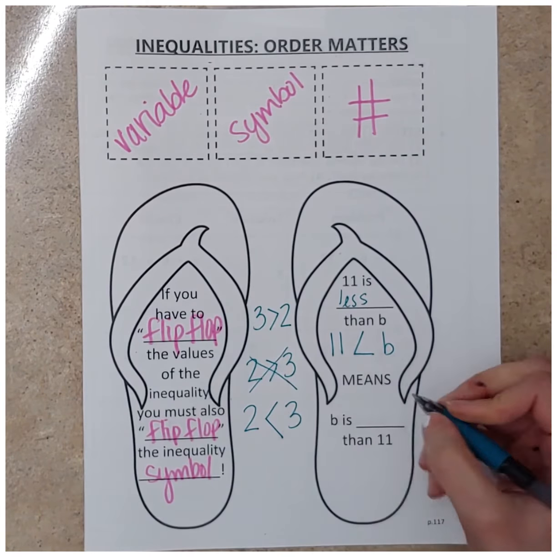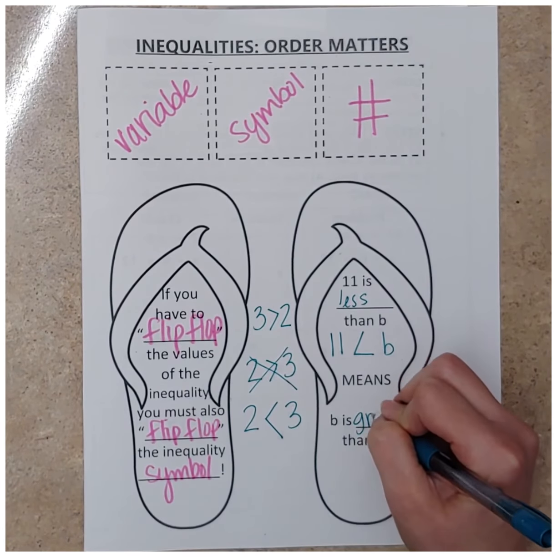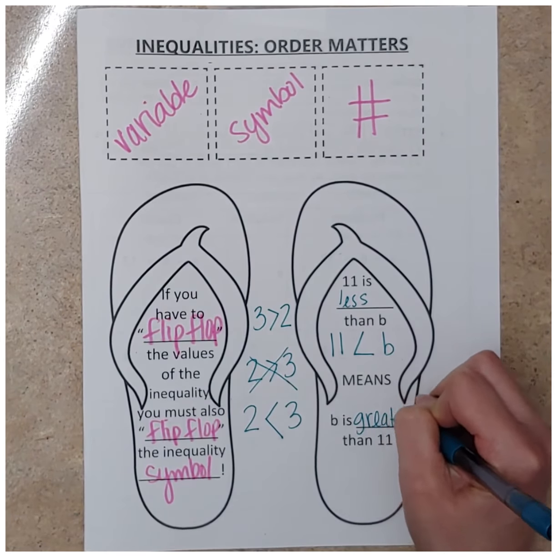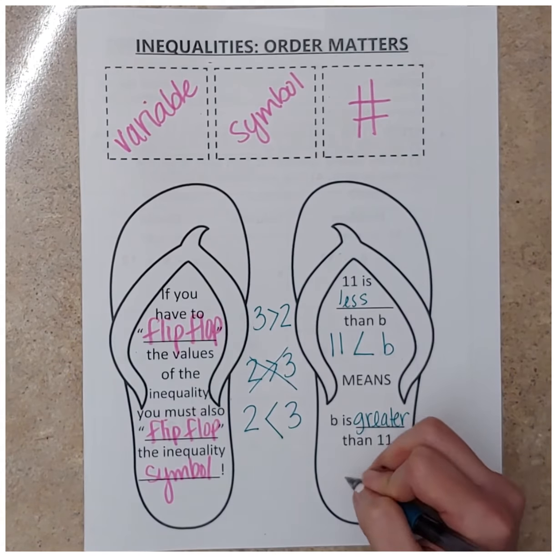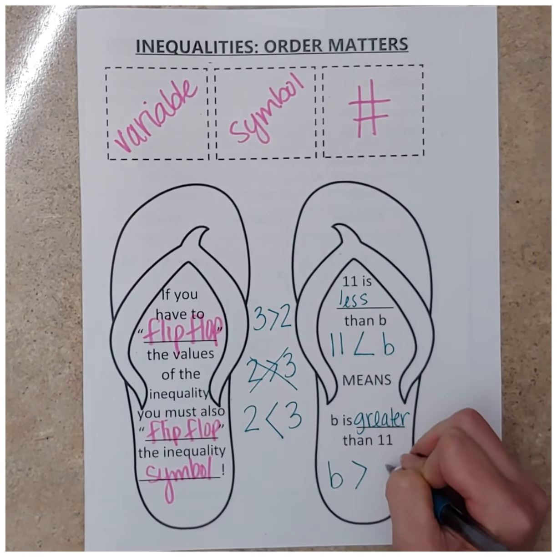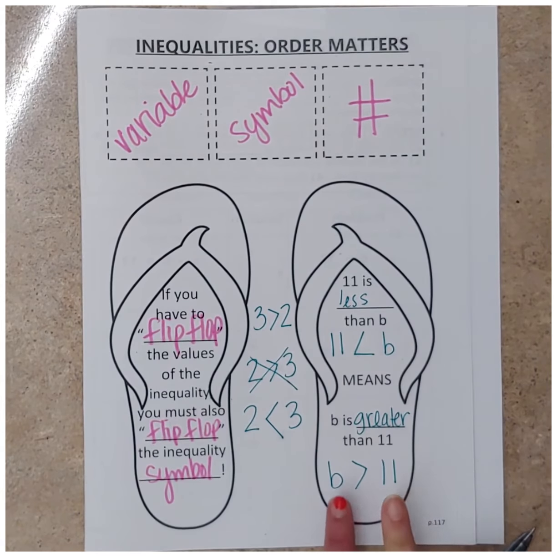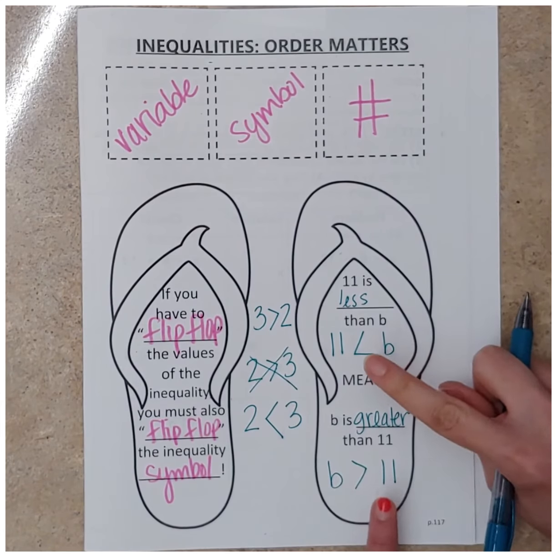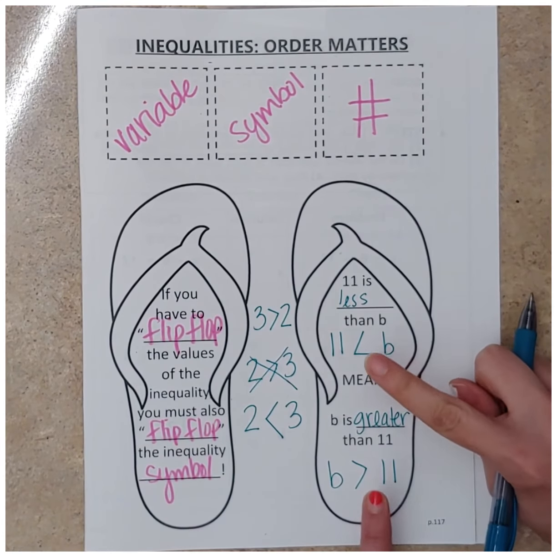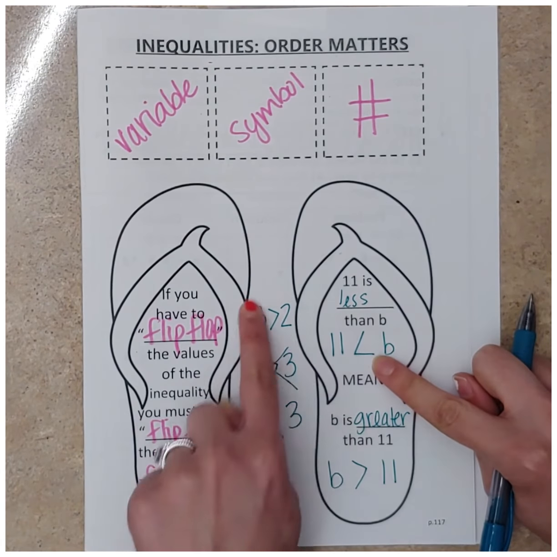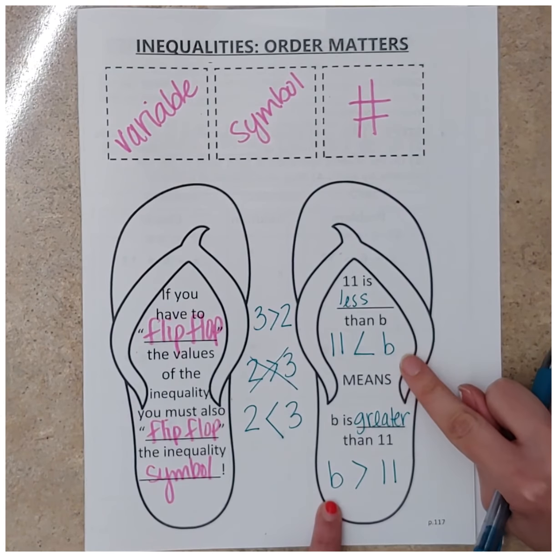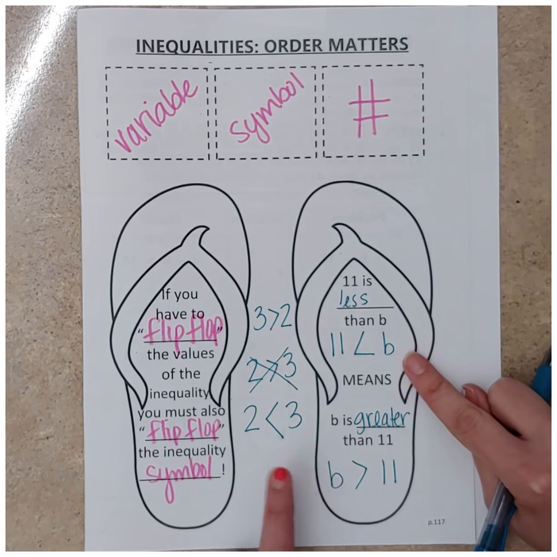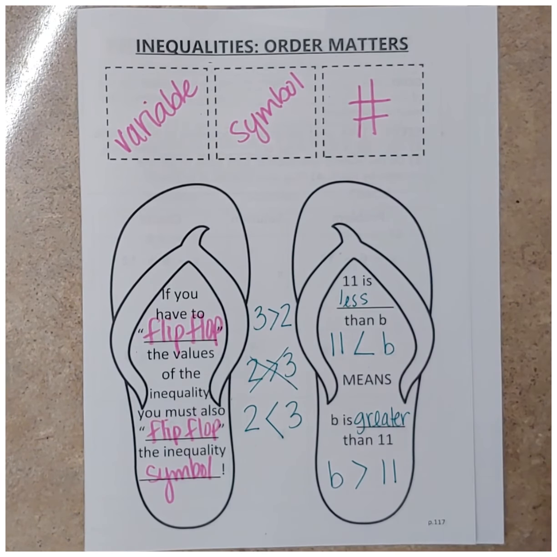it's the same thing as B is greater than 11. B is greater than 11, right? We flip-flopped our values, but we also had to flip-flop our inequality symbol. And again, it's a lot easier to see with more concrete numbers than it is with unknown variables. So when in doubt, we can plug in some stuff that we're a bit more familiar with.